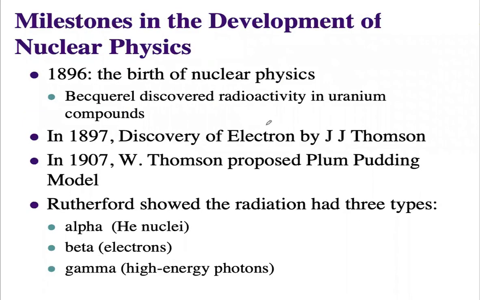So what are the milestones in the development of nuclear physics? Now, the discovery of radioactivity: in 1895, the scientist Röntgen discovered X-rays, and one year after, in 1896, Henri Becquerel observed that the crystals of uranium atoms were emitting some sort of radioactive particles, which were affecting the photographic plates.